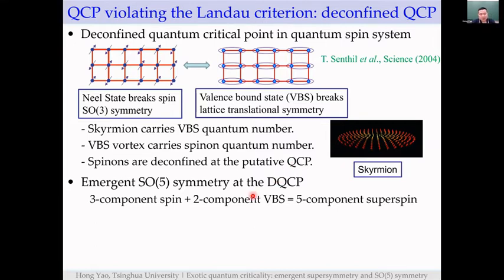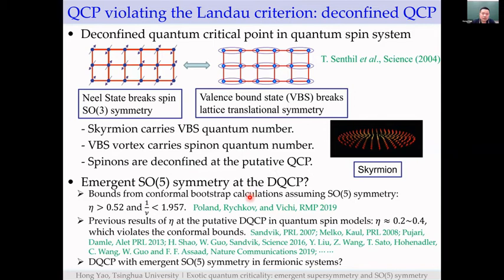And for this deconfined quantum critical point, there are works proposing emergent SO(5) symmetry, in the sense that the Néel state has a 3-component order parameter and the VBS state has a 2-component order parameter. So at this DQCP, maybe the symmetry is enlarged to SO(5).